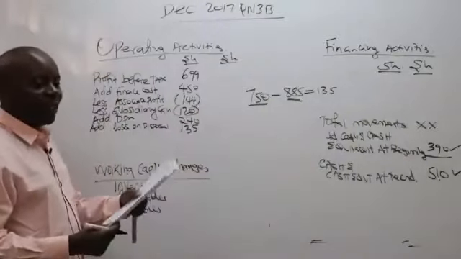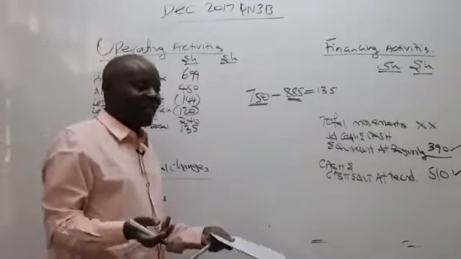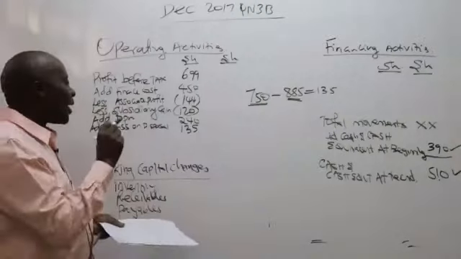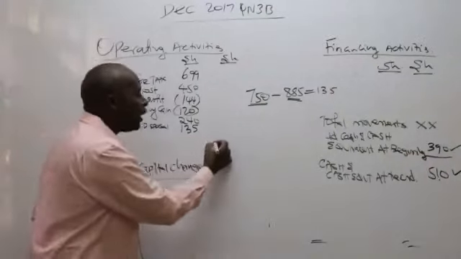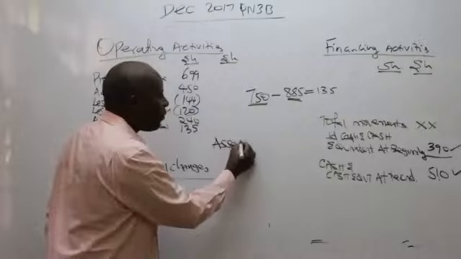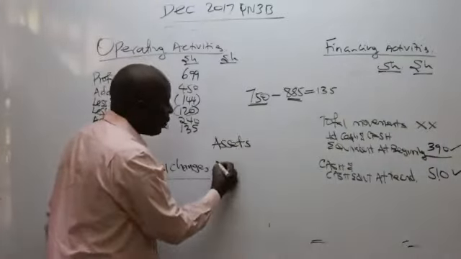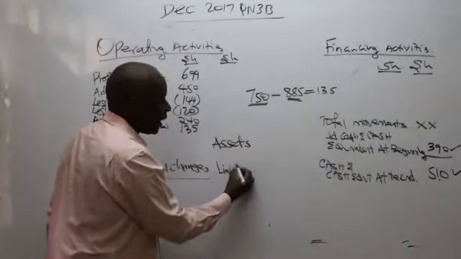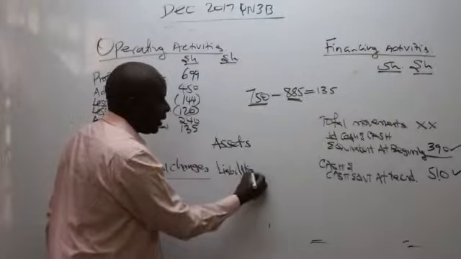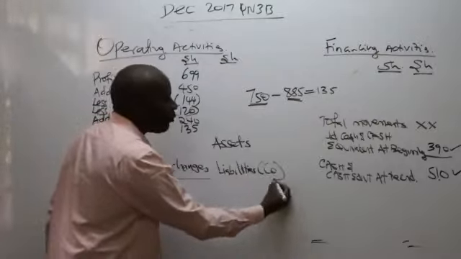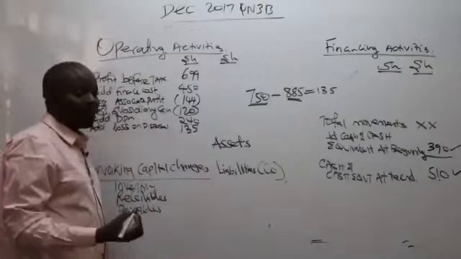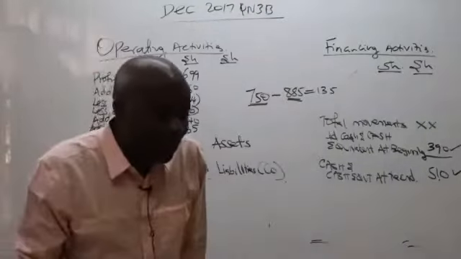Let us start with inventory. This is very easy. What you are supposed to know in the cash flow statement, whenever you are dealing with assets, whenever you are dealing with liabilities, we always use the concept of commanding officer.